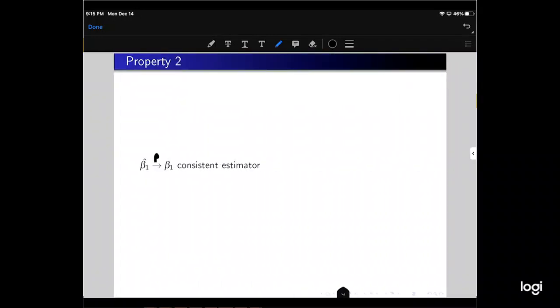Property 2. Beta hat 1 converges in probability to beta 1, or in other words, it's a consistent estimator. As n goes to infinity, as the number of observations that we draw increases, this thing converges in probability to its population value. So basically, if we drew the entire sample, as n goes all the way up to the entire sample, we're getting closer and closer to the true population value.